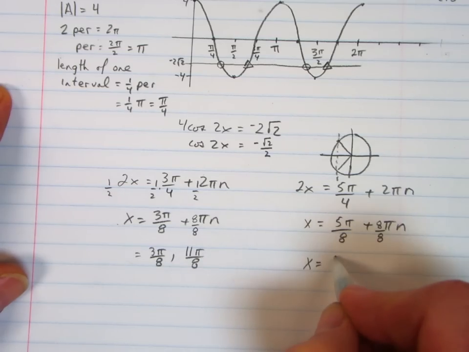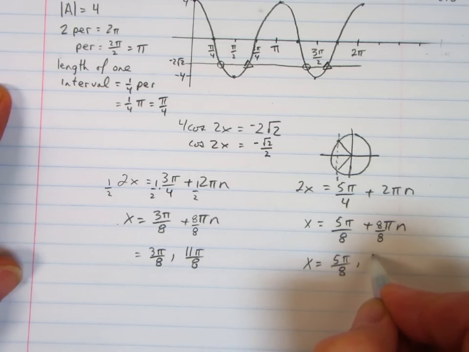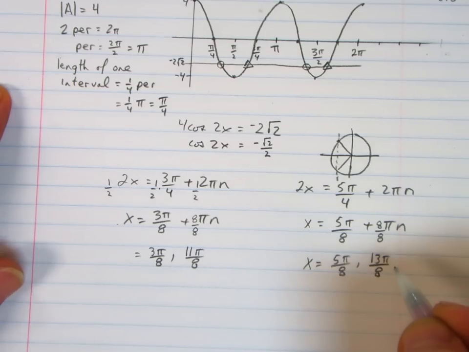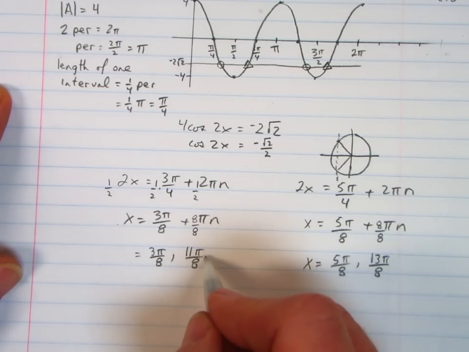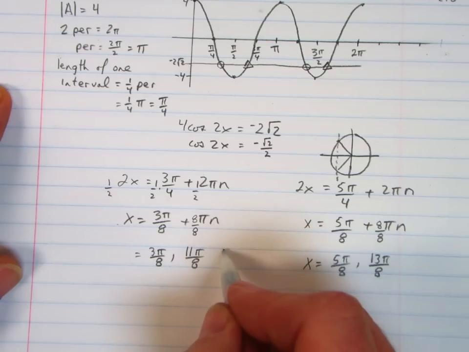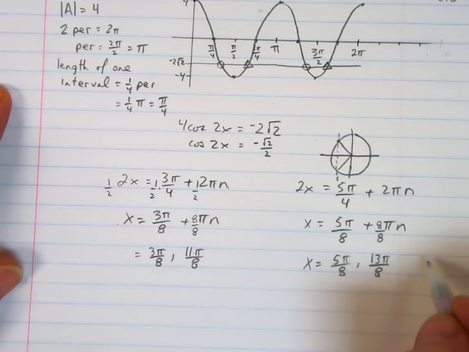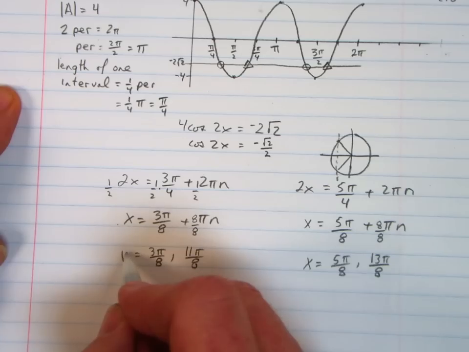Our next set will be 5 pi over 8, and we'll add another 8 pi over 8 and have 13 pi over 8. What would happen if we add another 8 pi over 8? We would get 19 pi over 8 for this one, and 21 pi over 8 for this one, which are outside of our domain for which we're solving. So we have our answers.